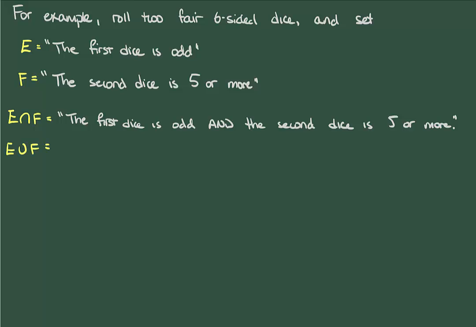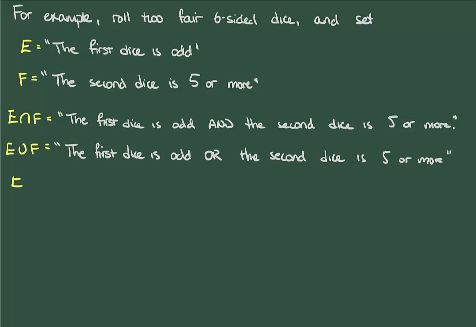Their union is the event either the first dice is odd or the second dice is 5 or more. One or both of these conditions must be true. And finally, the complement of E is the event that the first dice is not odd. Or if we wanted, we could just say something like the first dice must be even.